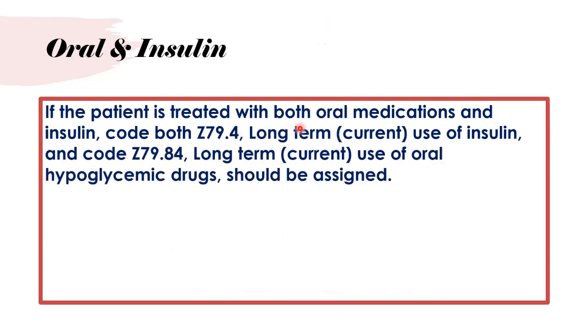Now, if the patient is treated with both oral medications, okay, so they're taking pills, and insulin, code both Z79.4, long-term current use of insulin, and you can also code Z79.84, long-term current use of oral hypoglycemic drugs. Okay, so again, we see the need to be clear with what type of medications your patients are taking. So is it an oral drug? Is it insulin? If it is, you can code both.